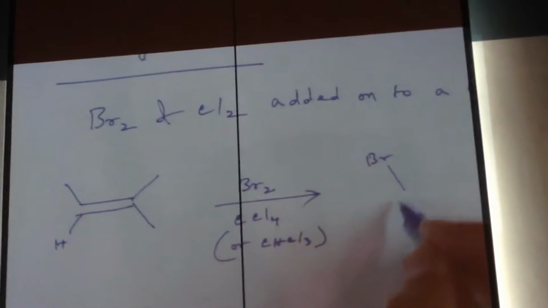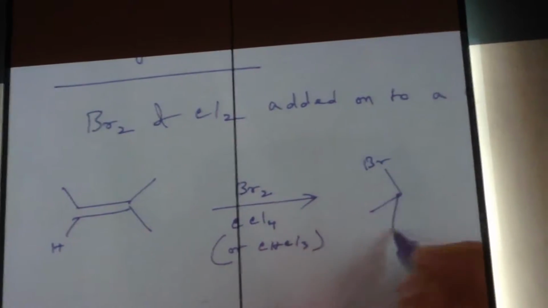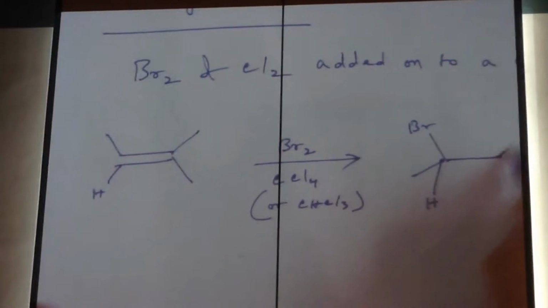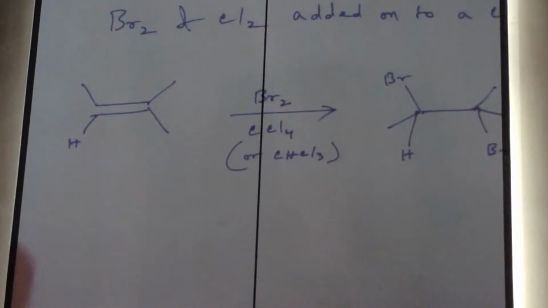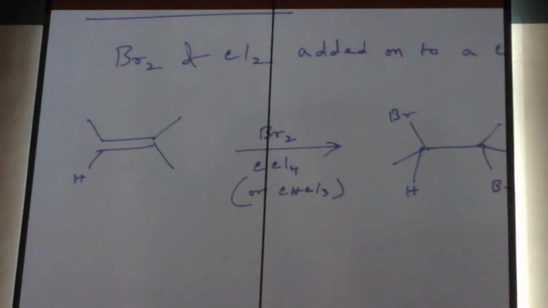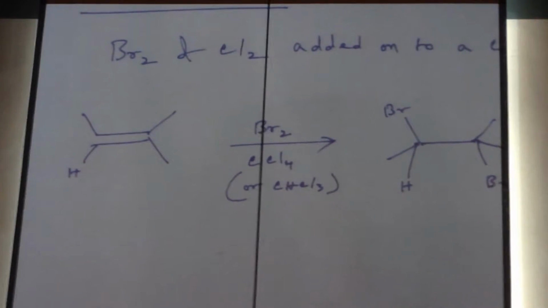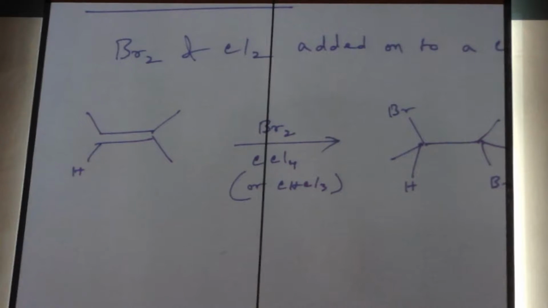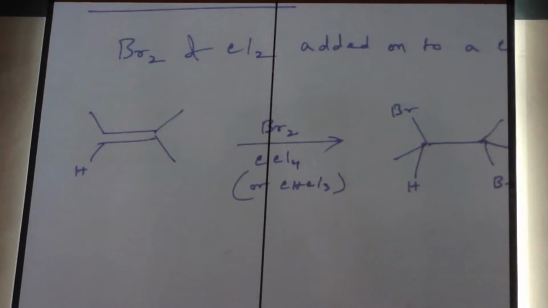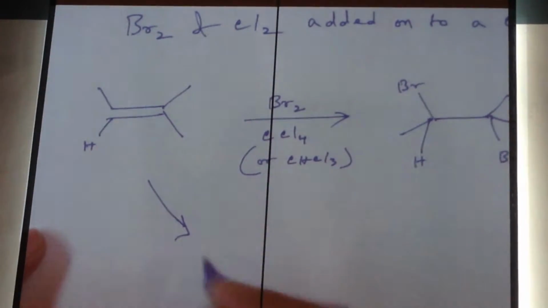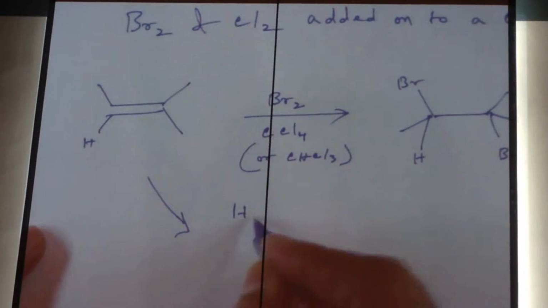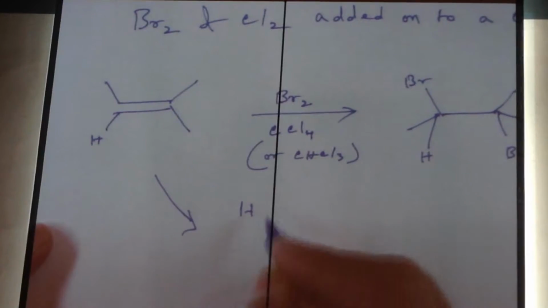So this would be the product. Now, this reaction undergoes a specific mechanism in which it goes through a halonium ion. So it goes through a halonium ion. In this case, of course, it would be a bromonium ion.